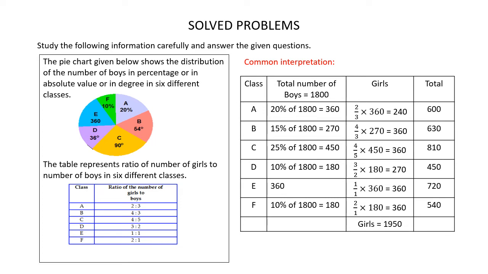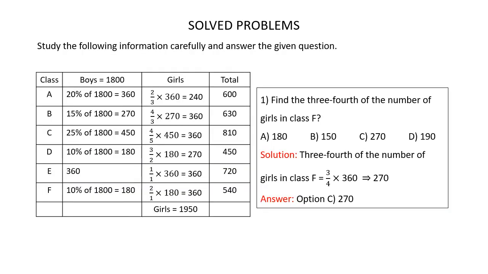So finally, we have written all the values we have found out in the common interpretation from the pie chart and the table in the form of this table. Now let's use this table to answer the given questions. Based on the information in this common interpretation table, let's answer the given question.